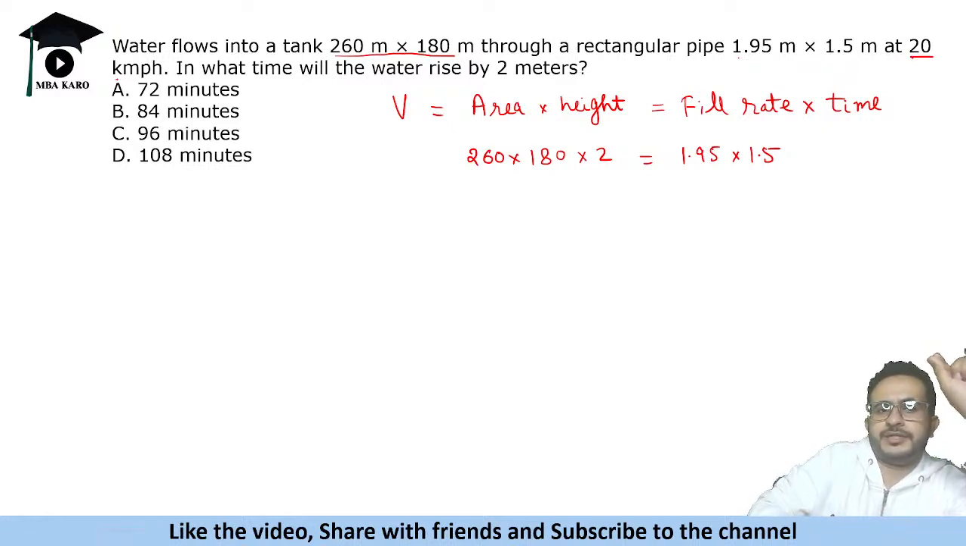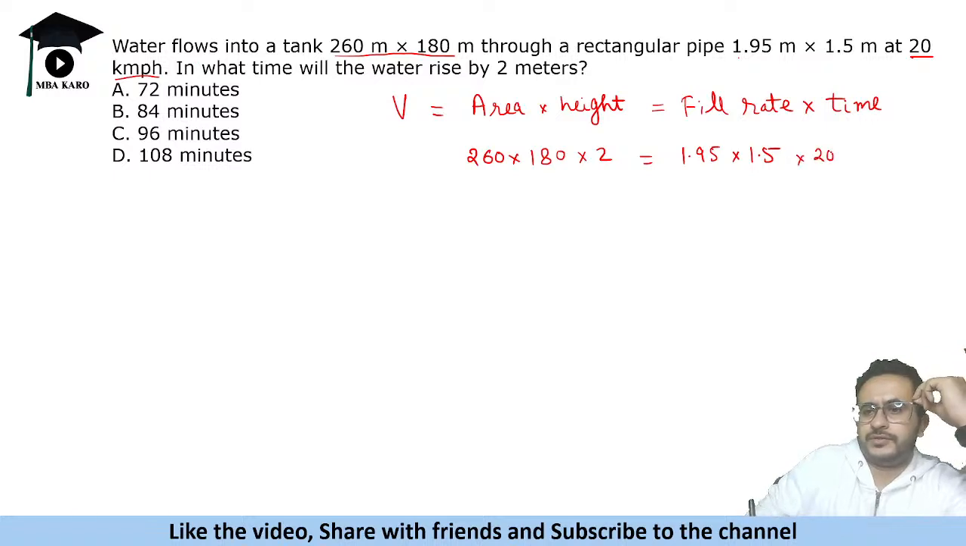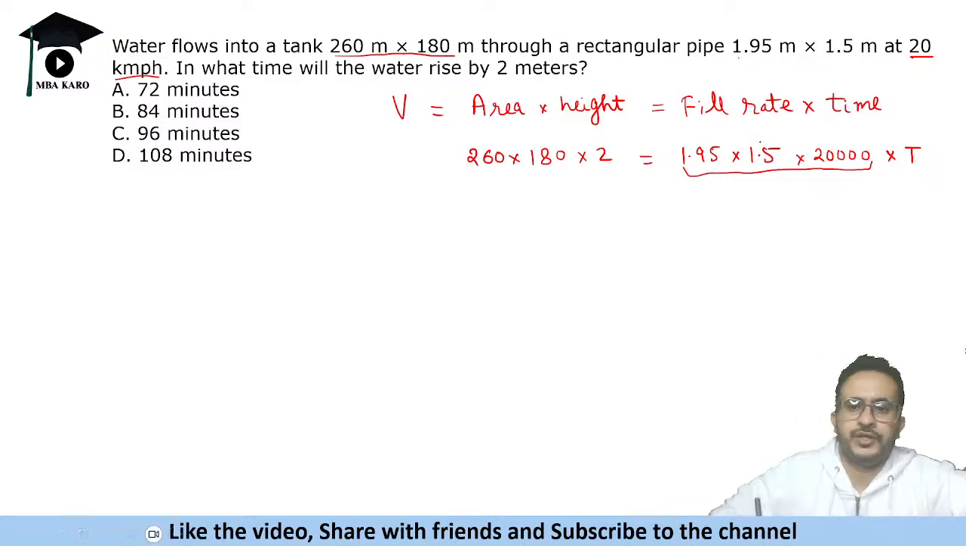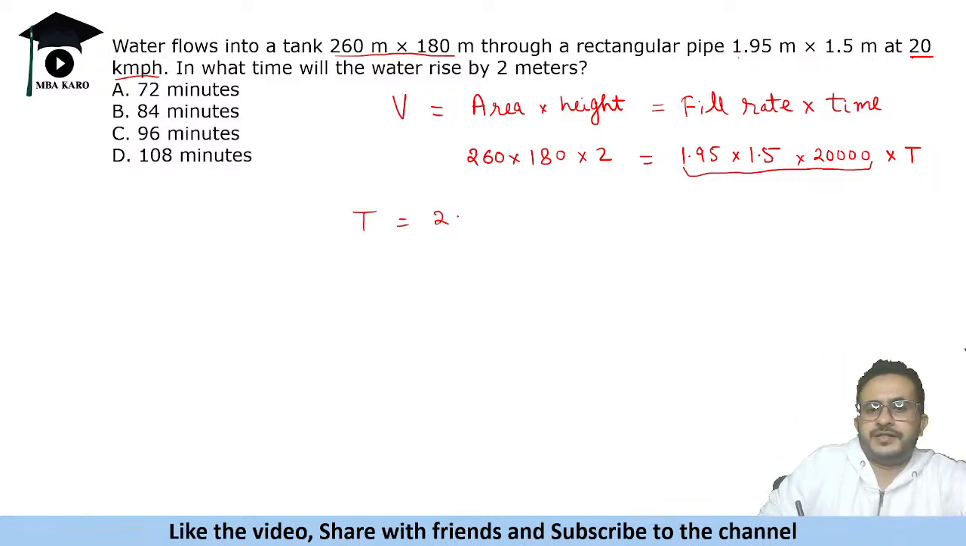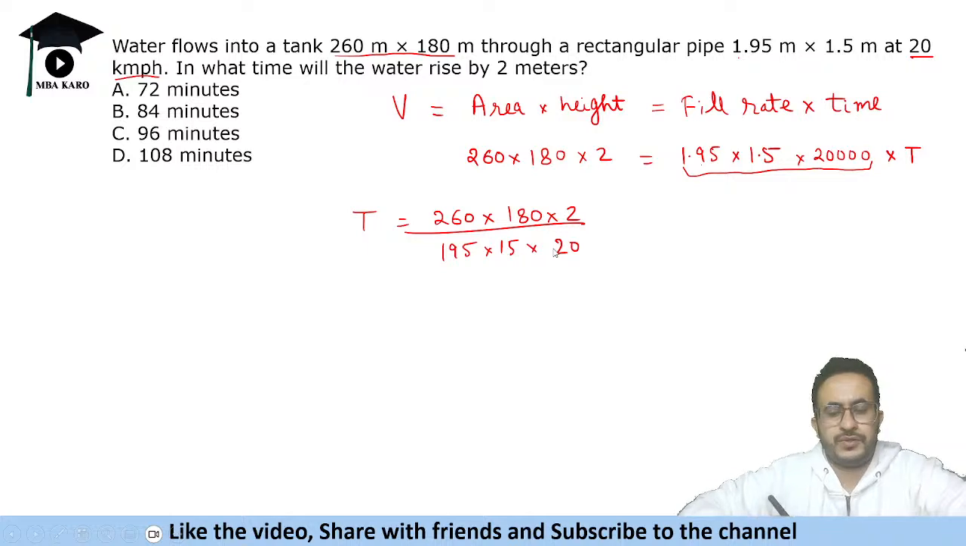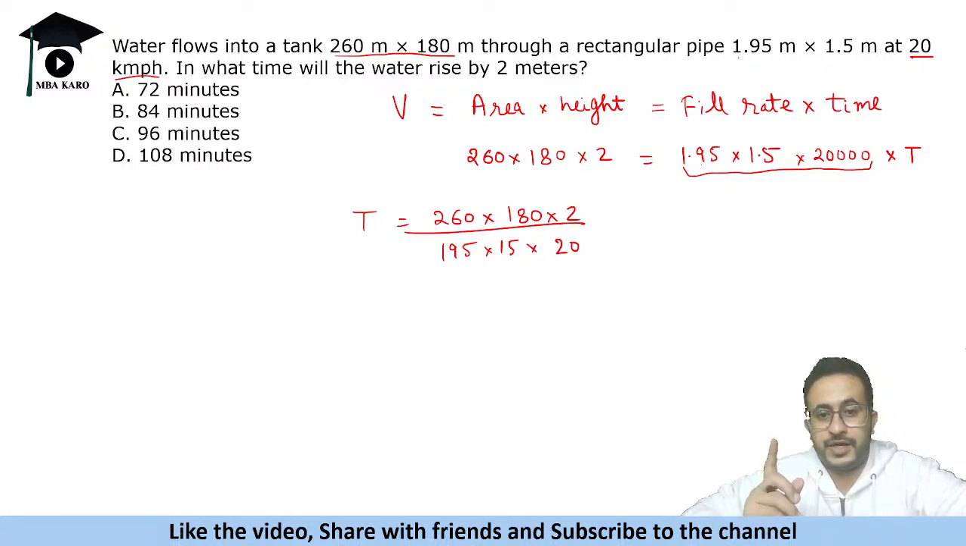20 kilometer per hour means 20,000 meters. Okay, and into time, it will take certain time to fill it. So per hour, this much is being filled, and into t is the number of hours. So if you want to find t, we will just divide this. ठीक है, तो इसको simplicity से divide करने के लिए let's make it 195, and let's put it 15, and 3 zeros gone, so it becomes 20. Okay, so divided, you will get the value of t in terms of hours, not in minutes.